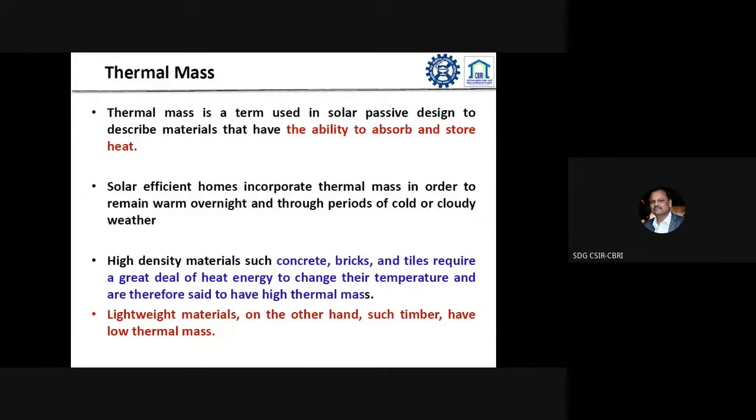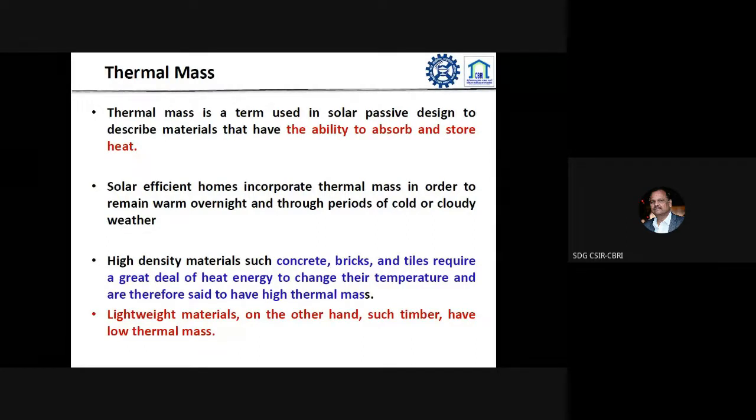In the case of solar efficient homes, the thermal mass helps the house remain warm overnight, and through the cold winter period we can also get warmer air in that house. Such houses use concrete, bricks and tiles, which require a great deal of heat energy to change their temperature, and are therefore said to have a high thermal mass. But in the case of concrete also, it will store heat, and again we have to deal with the time lag factor.